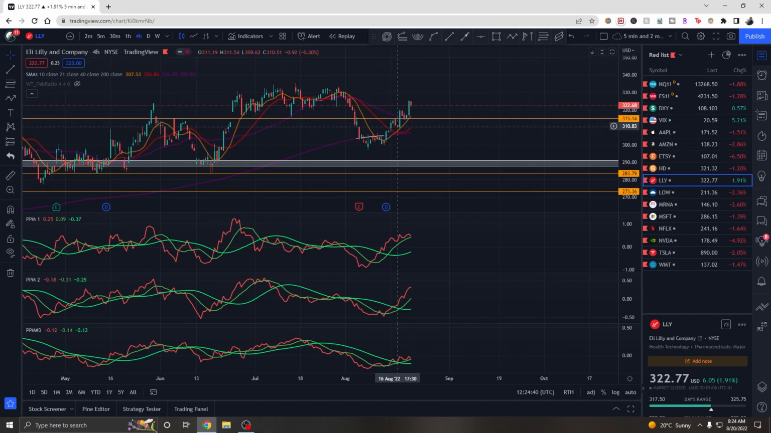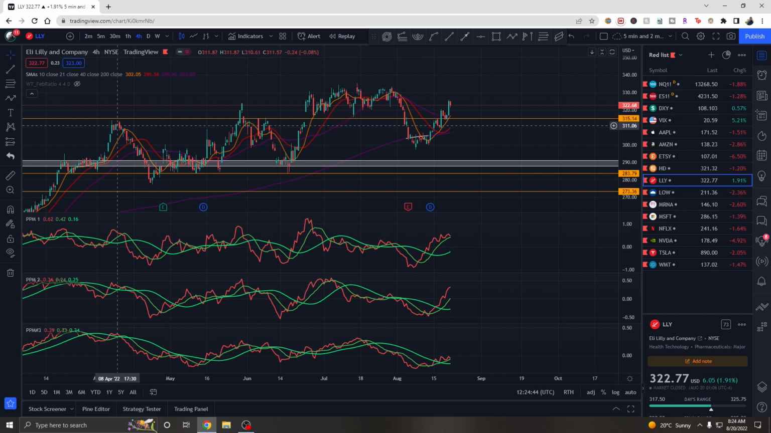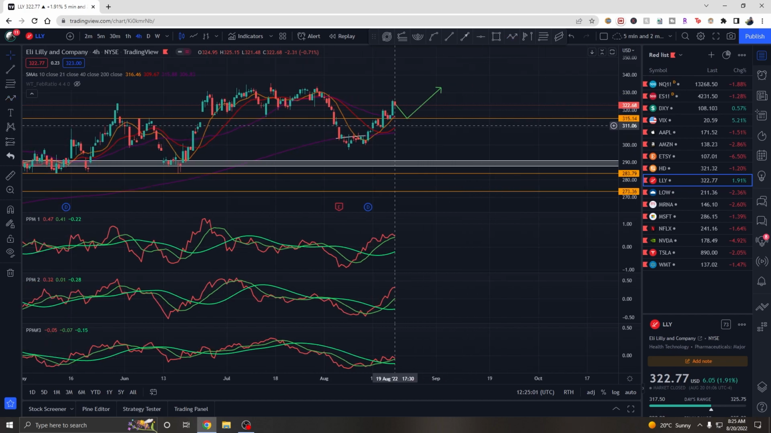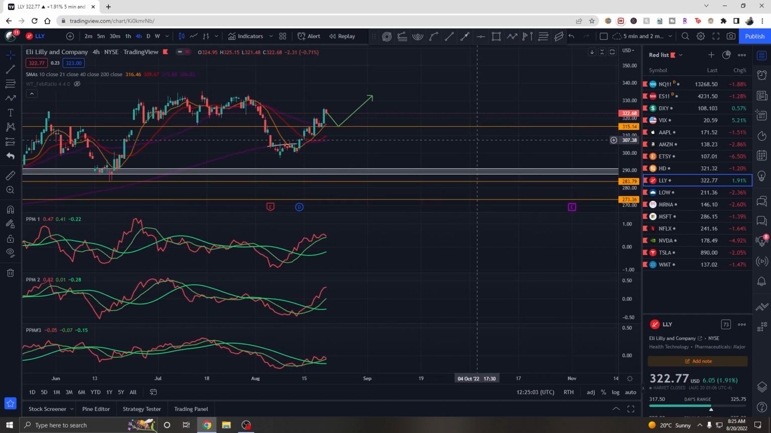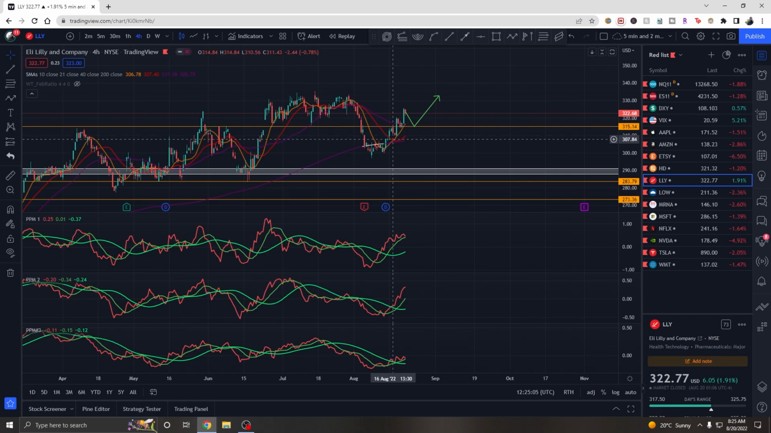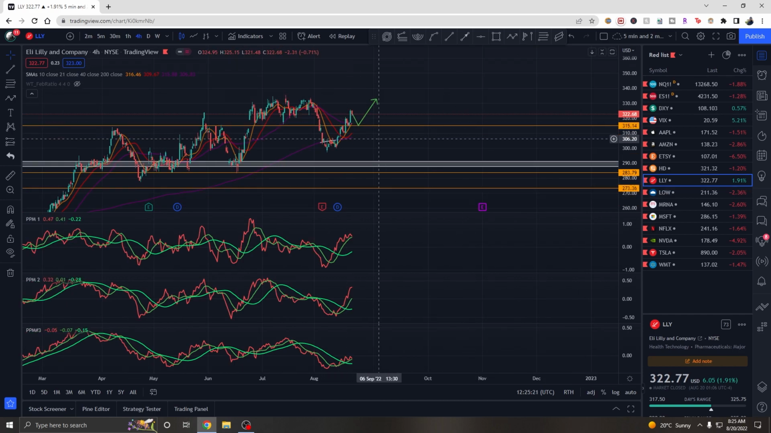Okay, and at that point we might get a bounce back from there, because this level will act as a support, which was acting as a resistance for the previous price action. So I'm expecting this to happen similar to Home Depot. So watch for this 315 level. It's a major level to hold, so just keep an eye on this one.